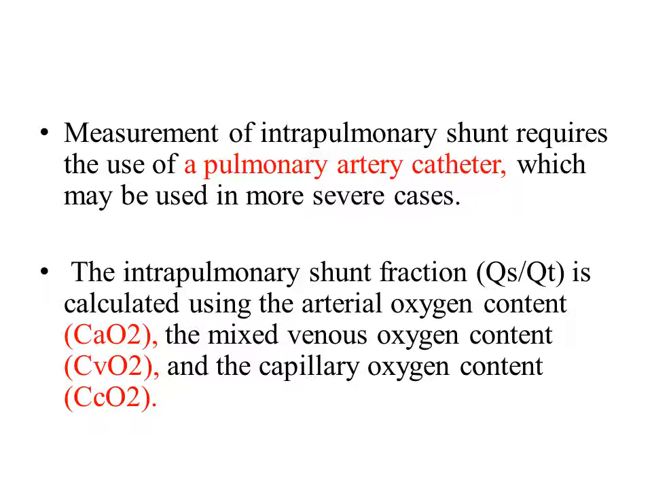When we said arterial oxygen content, we meant CaO2: the a is from arterial, the C from content. For mixed venous oxygen content, the v is from mixed venous, O2 is oxygen, and C is content. And the capillary oxygen content is CcO2, with the O2 for oxygen and the C for capillary content.